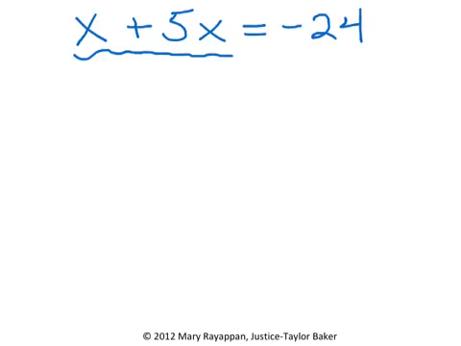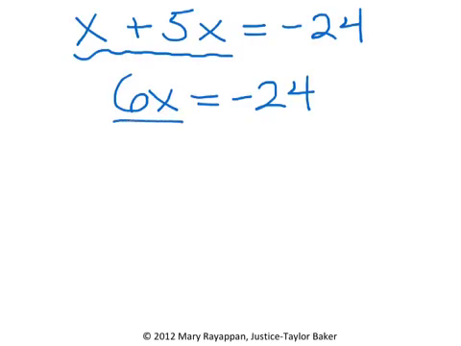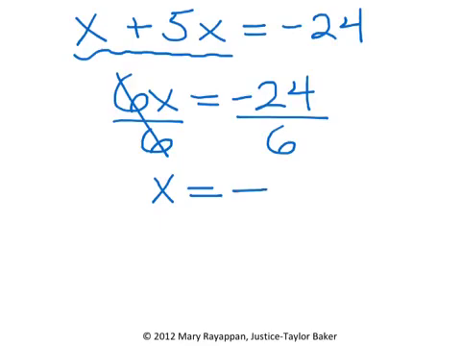X plus 5x, those are like terms. We can combine them, and we will get 6x. That is equal to negative 24. To solve for x, we need x by itself, so we're going to divide both sides by 6. Here, the 6's will cancel out, and we will get x equal to negative 24 divided by 6. Since one of them is negative, the answer will be negative, and 24 divided by 6 is 4. So the answer to the equation that we started with is that x equals negative 4.